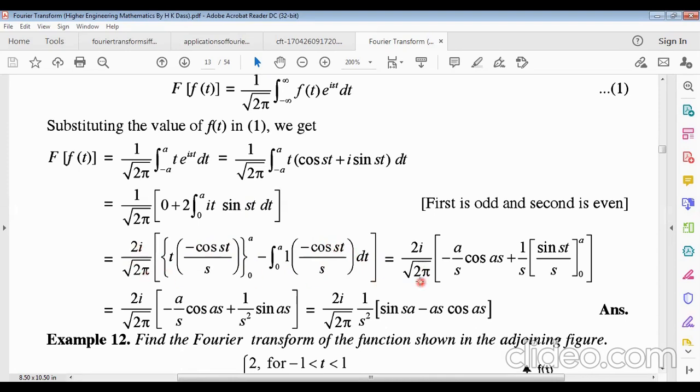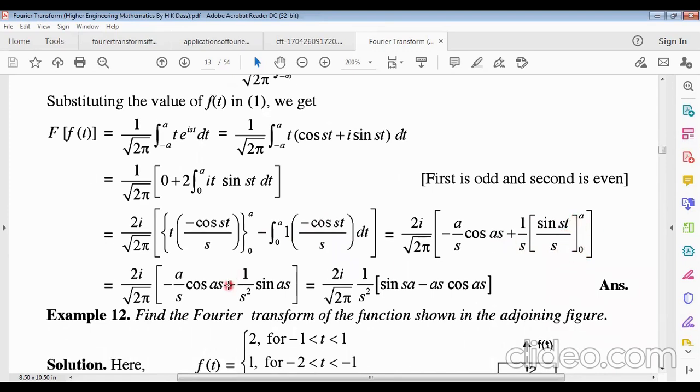Now twice i by root over twice pi, after putting the limits we get cos 0 equal to 1 and cos t, putting the value t equals a. Now the integration of cos, minus sign, minus becomes plus. The integration of cos will be sine, dividing by the coefficient of t, now putting the limits, upper limit a and lower limit 0 within the third bracket.